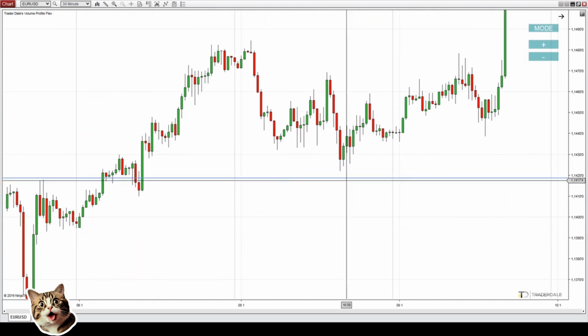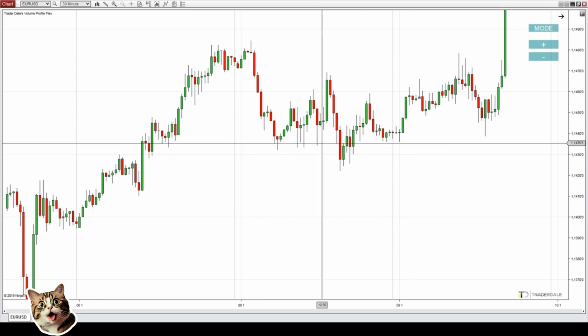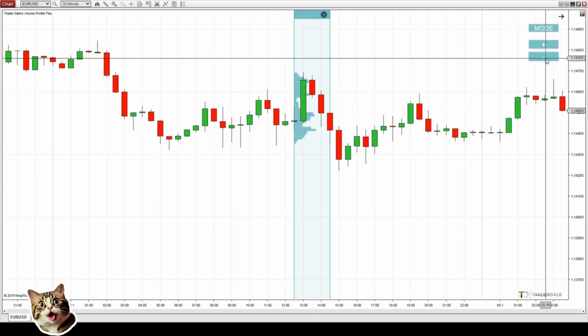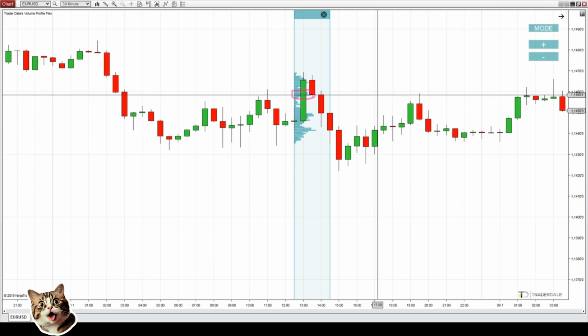Now, another strong rejection, stronger than this one, was this rejection, which occurred in this rotation. So let's have a look at how the volumes looked like. Alright, so the heaviest volumes in here were at this price level. So let's draw a line there. And this was the reaction to the level. Also pretty spot on, pretty nice one.